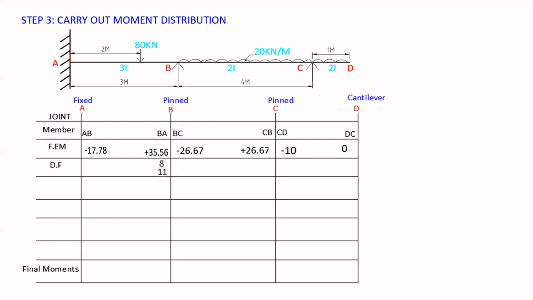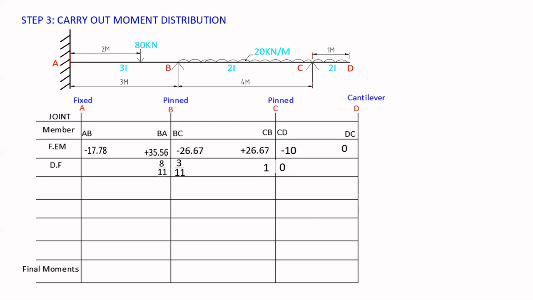Next, we put in the distribution factors. The distribution factor for a fixed end is 0, and there's no carryover on that side. So for joint B it is 8 over 11 for BA and 3 over 11 for BC, and you have 1 and 0.